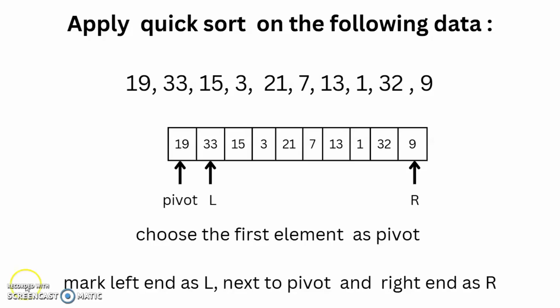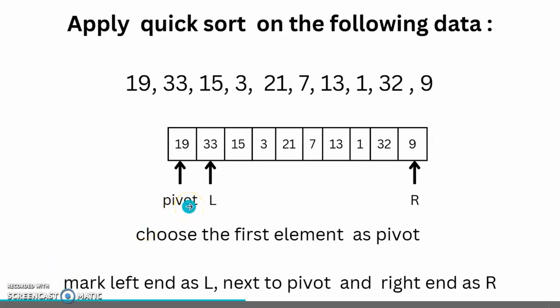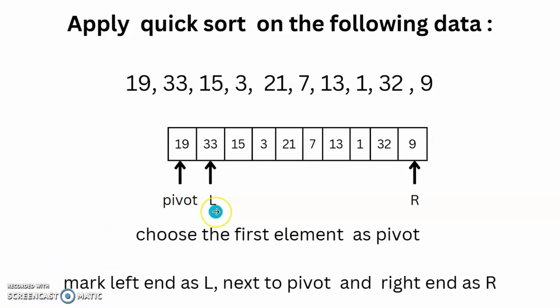So you start with first element as pivot, and the element next to the pivot is marked as L, and the right end is marked as R.